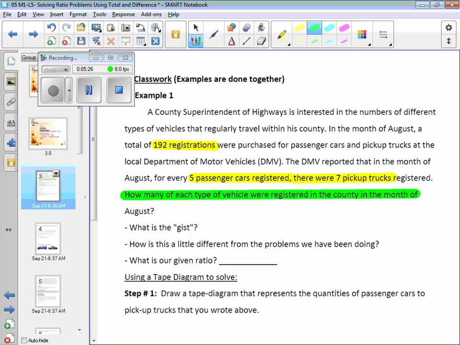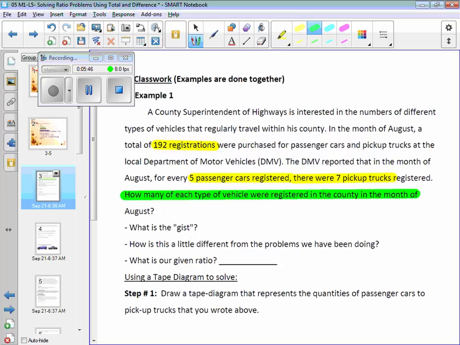All right, so now, how is this different from what we've been doing? Nathan, what do you think? Well, it's a much bigger text. There definitely is more text to read, I agree. What else?